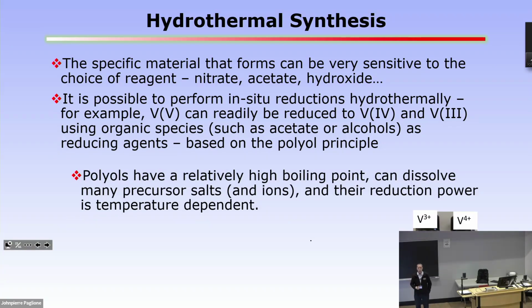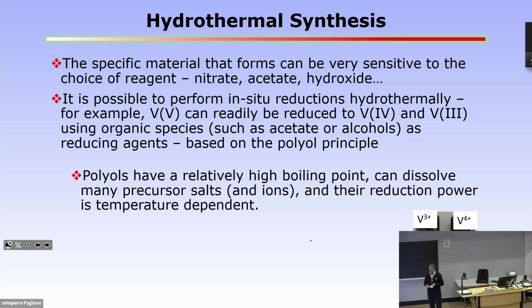The reaction outcome is really sensitive, probably too sensitive, to the choice of reagents, whether you use a nitrate, an acetate, a hydroxide, or a chloride. You can involve in situ reductions, either accidentally or intentionally. So if you have an acetate, organic groups at higher temperatures act as reducing agents, and if the electrochemical potentials align, the organic species can reduce your reagent to a lower oxidation state. So vanadium is a great example. It easily reduces from 5 to 4 to 3, and you've got to work on it to get it to 2.